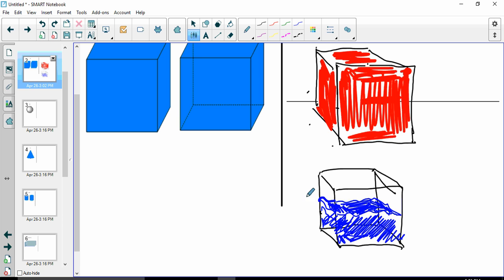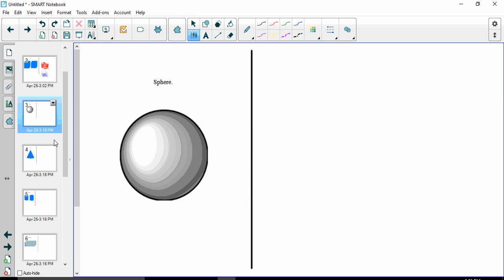This makes this 3D. I can walk around this object. Okay, let's move on to the sphere.